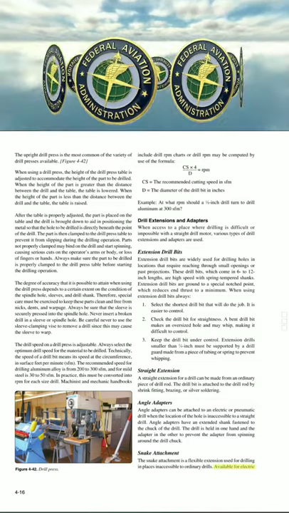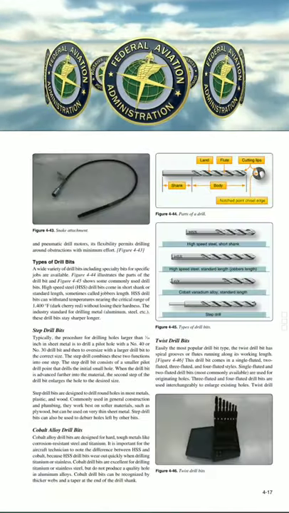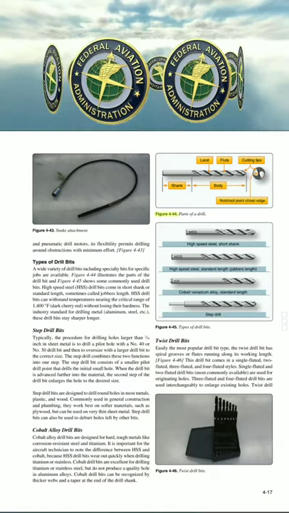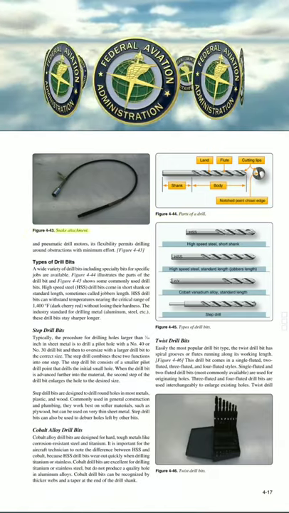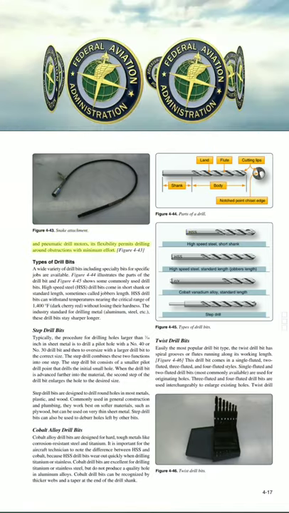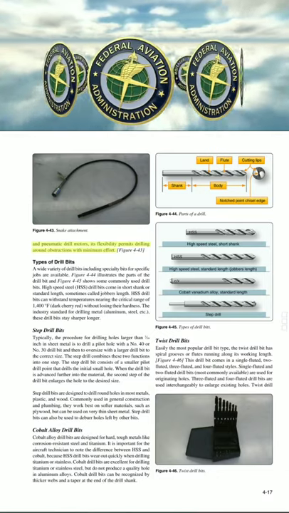Available for electric 4-16. Land, flute, cutting lips, shank, body, notched point, chisel edge. Figure 4-44: Parts of a drill. Figure 4-43: Snake attachment, HSS, and pneumatic drill motors. Its flexibility permits drilling around obstructions with minimum effort.